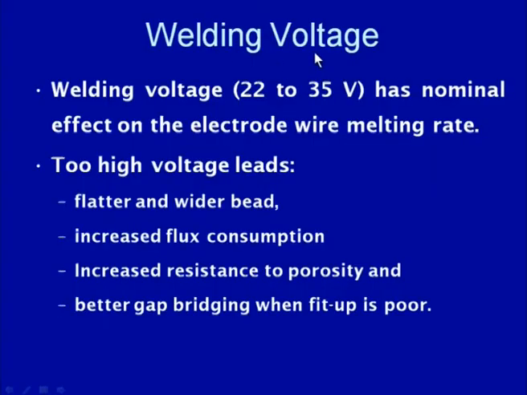A higher arc voltage or welding voltage will occur under conditions of greater arc length. So, the flux will cover a larger zone of the arc, and thus the melting of the flux will occur at a higher rate, which in turn will increase the consumption of the flux, and a wider and flatter bead is obtained when too high a voltage is used.